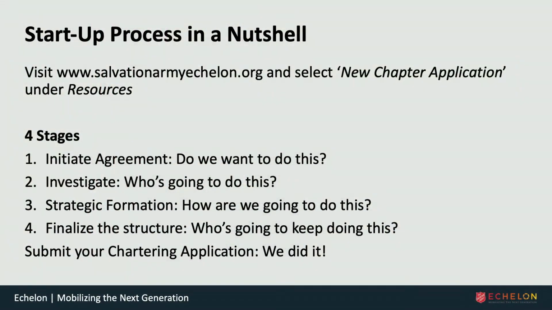What does it look like to do this? I'll go through this briefly because for most folks, this is getting into the granular stuff. But if you wanted to know what it looks like to actually launch an Echelon chapter, we have a 4-stage process that you can access online at SalvationArmyEchelon.org. That's the national webpage for Echelon. You go into resources and there's a new chapter application process, and it walks you through these 4 stages. What does it mean to put together a steering committee, establishing the interest and momentum around it, the investigation process, who is going to do what, gathering the right people, putting your strategy together, and then finalizing the structure you're going to use with your chapter.